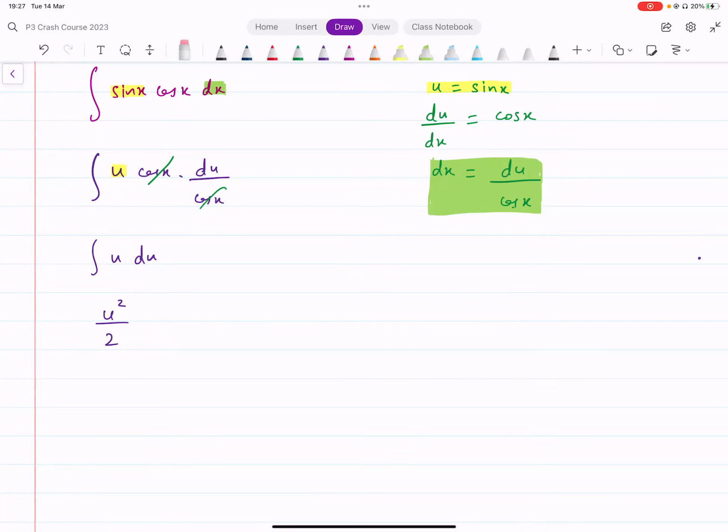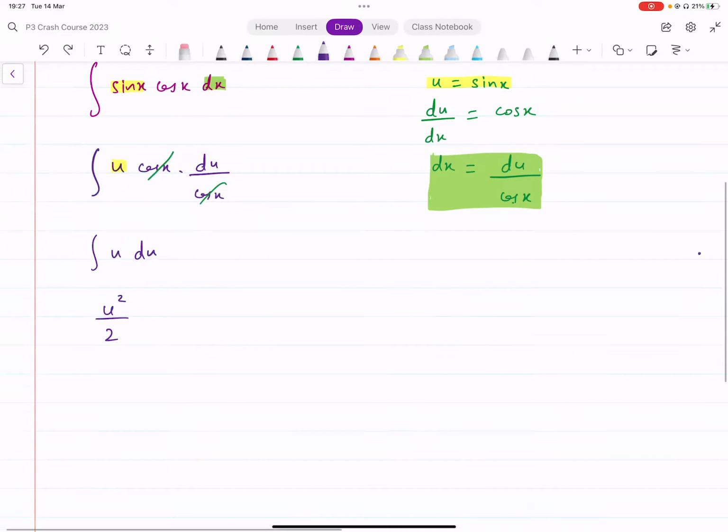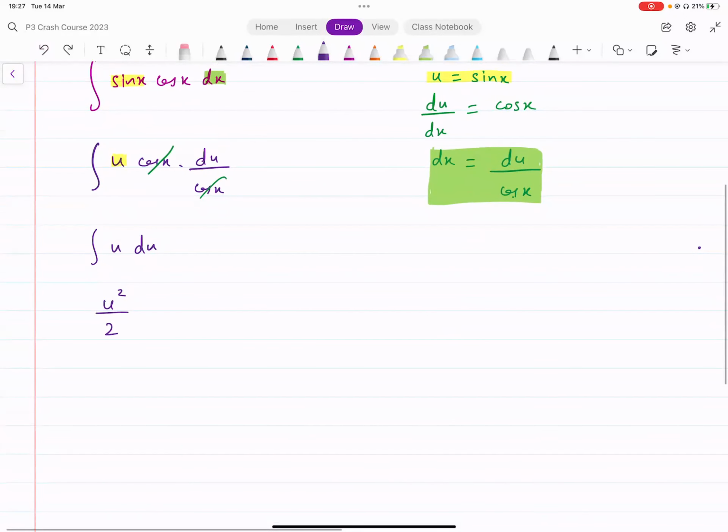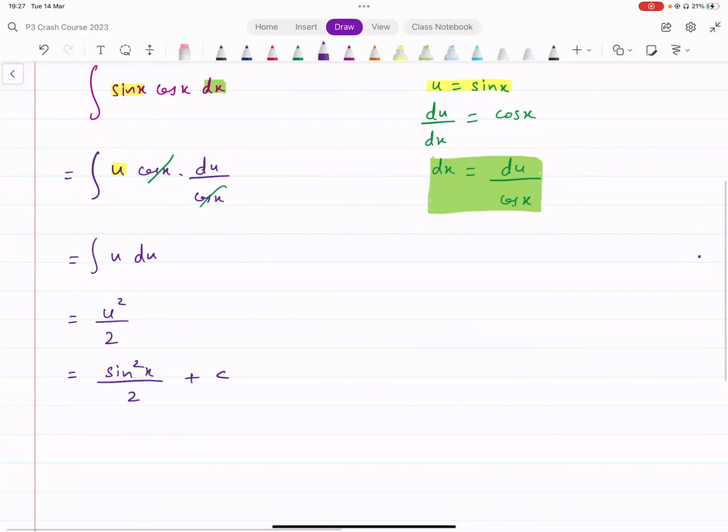All right. And then now once you're done with this, you put that substitution back, because the original integral that you're integrating is in terms of x. So you have to convert it back to something in terms of x. Now, u was sine x. So this is going to become sine square x over 2. That's the integral of sine x into cos x: sine square x divided by 2 plus c. That's how you integrate this.